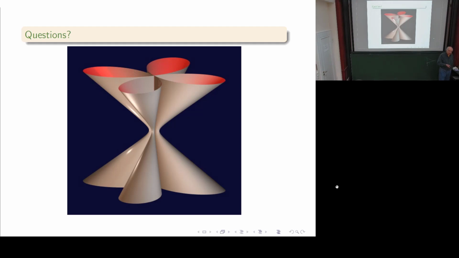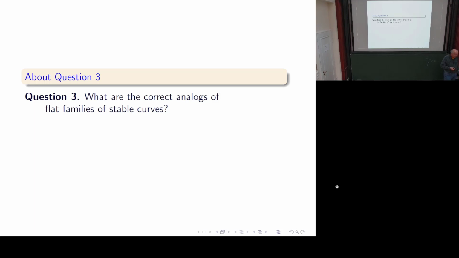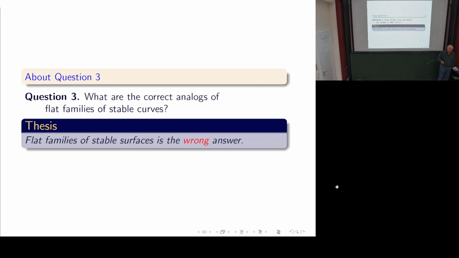Okay. Any other questions? Okay. So now we come to question three. What are the correct analogs of flat families of stable curves? Most people would say they should be exactly flat families of stable varieties. But the surprising thing is that this is the wrong answer, and it's a very wrong answer. But understanding it took me quite a long time.